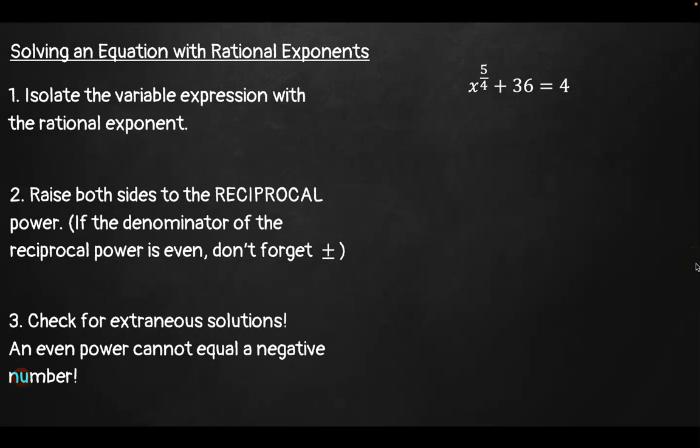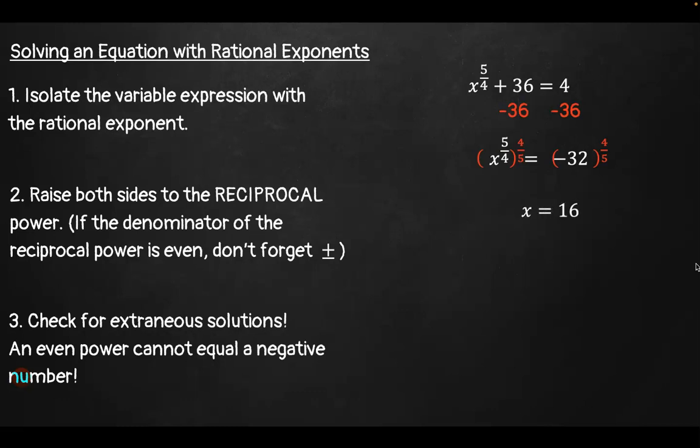So here's another example. Let's go ahead and isolate that term that's got the rational exponent. So let's go ahead and subtract 36. And now that I have x to the 5/4, I'm going to raise both sides to that reciprocal power. So the reciprocal of 5/4 is 4/5 on both sides. I'm going to get x is equal to 16.